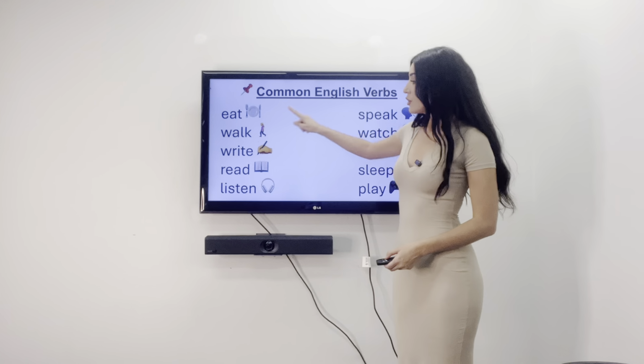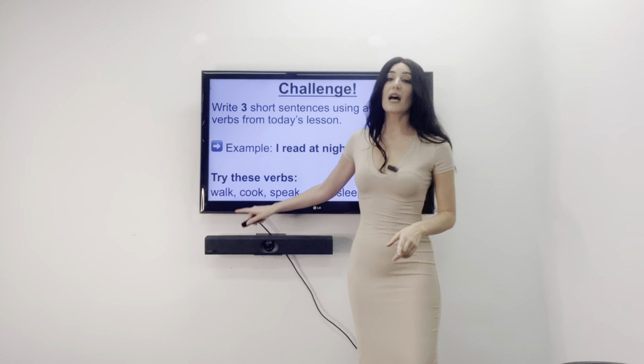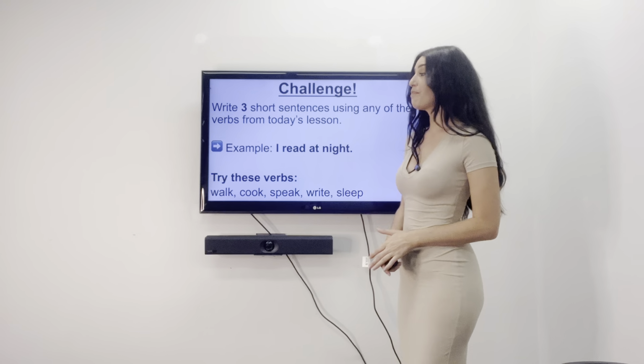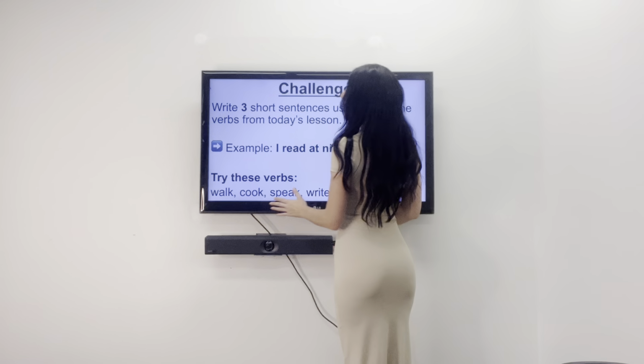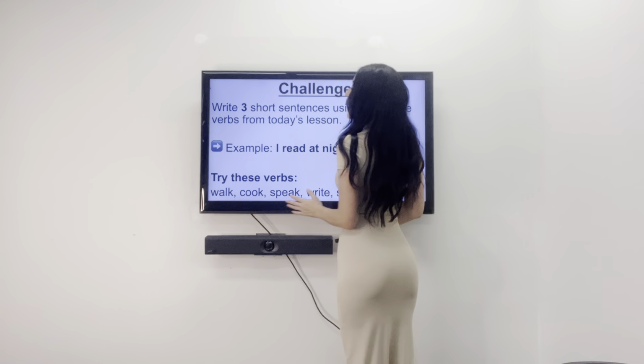I read at night. Try these verbs: walk, cook, speak, write, sleep. These are the most common verbs, I think. So have a go at using those, creating 3 short sentences. You can write your sentences in the comments below or write them down in your notebook and make sure that they make sense. Remember, guys, I don't need big sentences. Start with short sentences and just make sure they make sense.